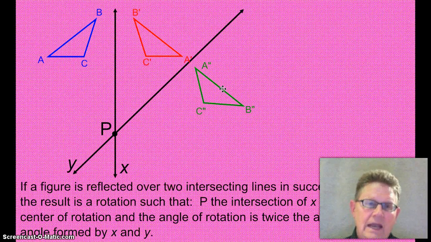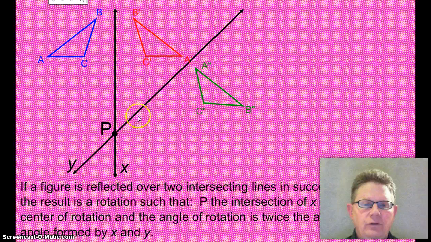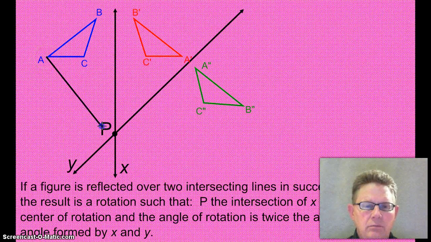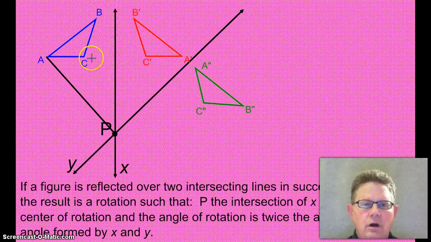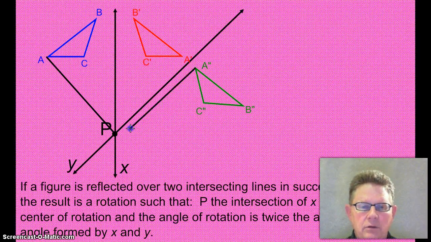And what is that angle of rotation? Well, why don't we go ahead and look. First thing that we need to do is, alright, I need a couple of lines. So what we need to do is draw AP, and we also need to draw A double prime P. Draw those two. That is the angle of rotation.